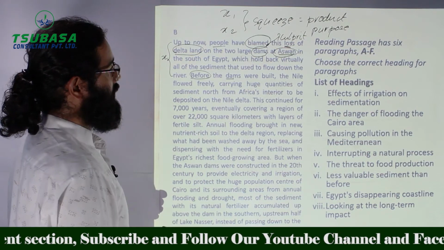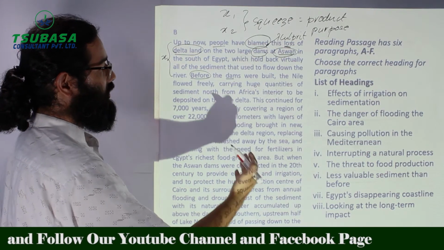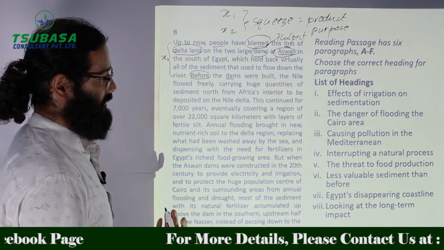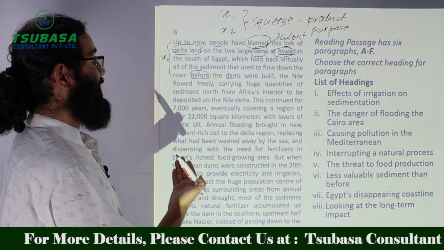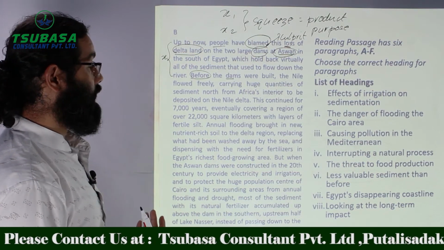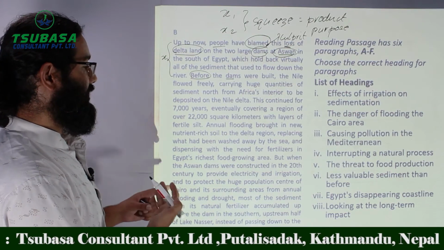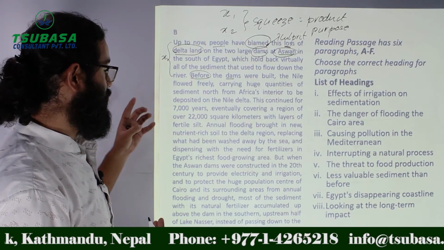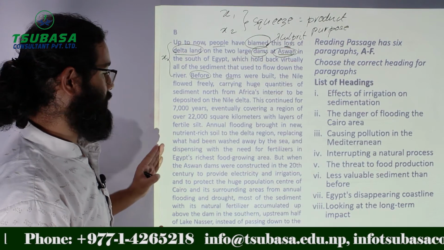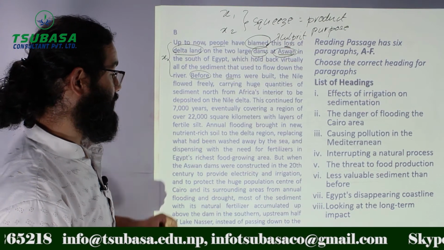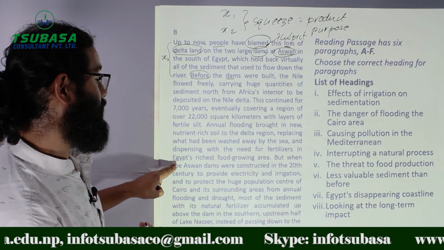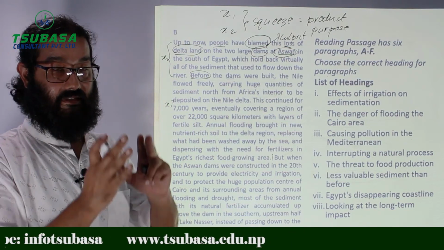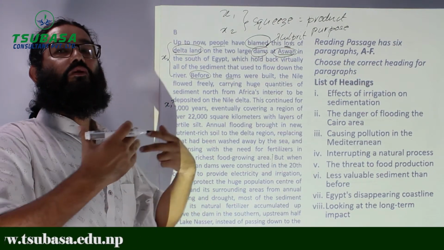Before the dams were built, the Nile flowed freely, carrying huge quantities of sediment north from Africa's interior to be deposited on the Nile Delta. This continued for 7,000 years, eventually covering a region of over 22,000 square kilometers with layers of fertile soil, silt. Annual flooding brought in new nutrient-rich soil to the delta region, replacing what had been washed away by the sea and dispensing with the need for fertilizers in Egypt's richest food-growing area. Now let's take this as X1. So what is this X1 about? This X1 is a state before the dam was constructed.